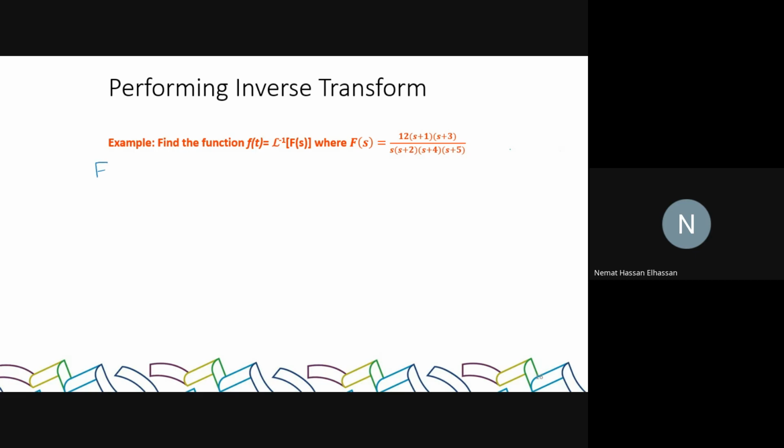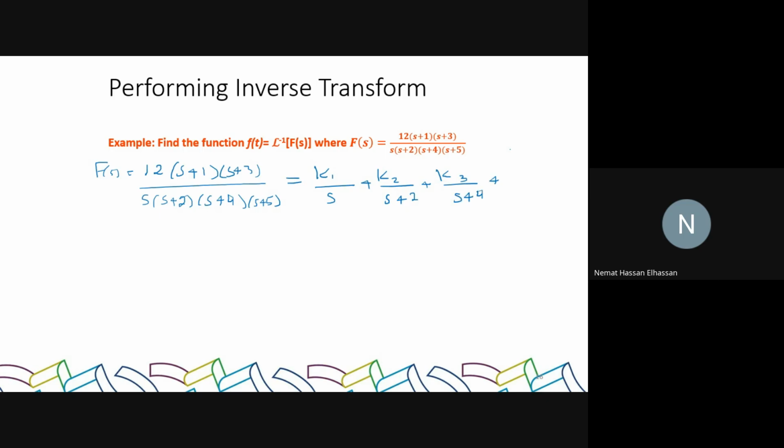We can say that F of S is equal to 12 times (S plus 1) times (S plus 3) over S times (S plus 2) times (S plus 4) times (S plus 5), which is equal to K1 over S plus K2 over S plus 2 plus K3 over S plus 4 plus K4 over S plus 5, where K1, K2, K3, K4 are constant values.